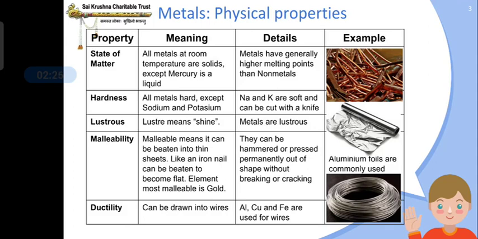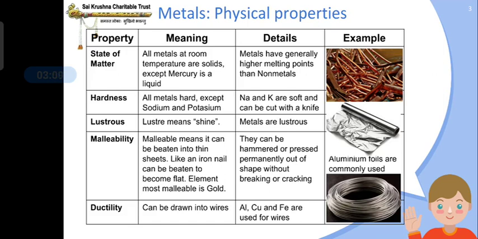Is it clear, children? Two properties we have studied: the state of matter and hardness. The third point is lustrous. What do we understand by lustrous? Luster means shine. Metals are lustrous, which means metals usually shine. The fourth point is malleability. Malleable means it can be beaten into thin sheets. If any substance can be beaten into thin sheets, then it is said to be a metal.